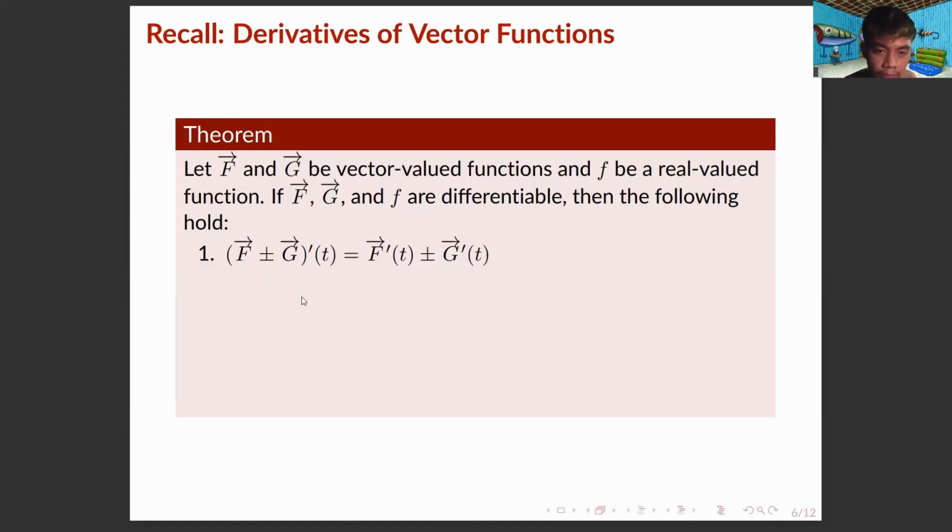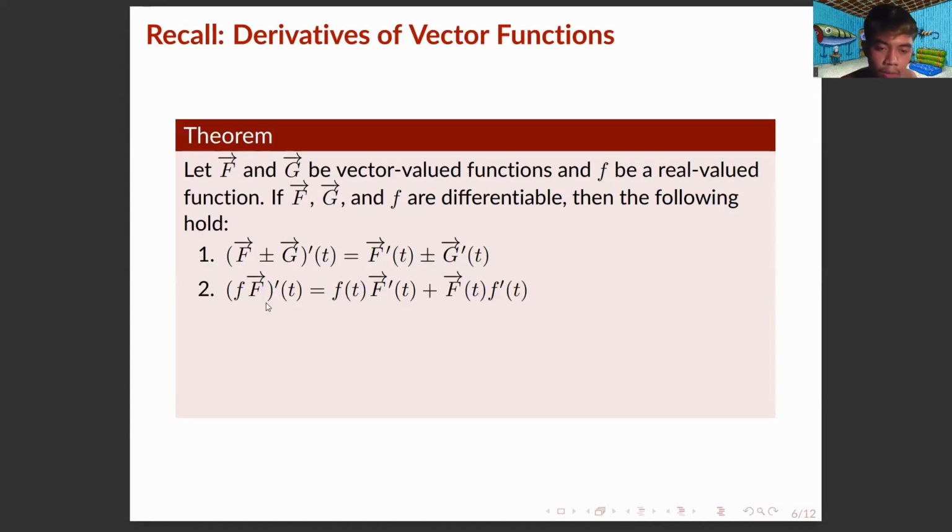Okay, so if f, g, and small f are differentiable, then the following hold. For number 1, we have the derivative of the sum and difference of two vector-valued functions is equal to the sum and difference of the derivatives of the two vector-valued functions. So for number 2, we have the derivative of the product of a real-valued function small f and a vector-valued function f is equal to, by the product rule, small f of t times f prime of t plus f of t times small f prime of t.